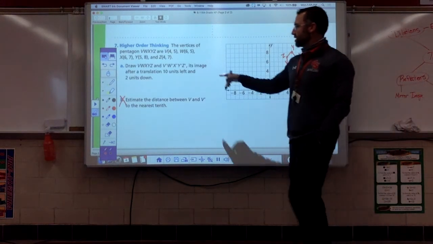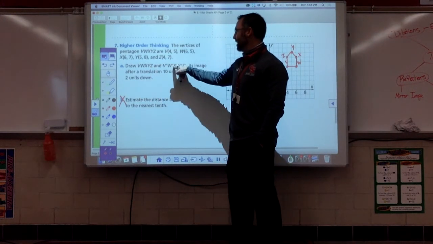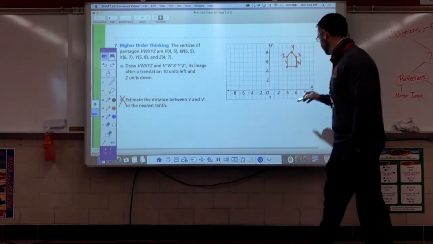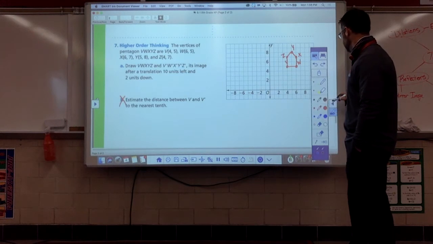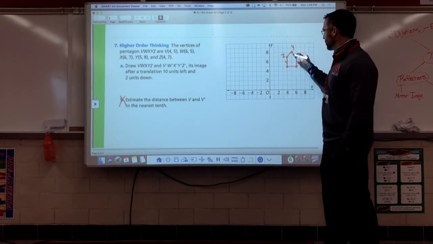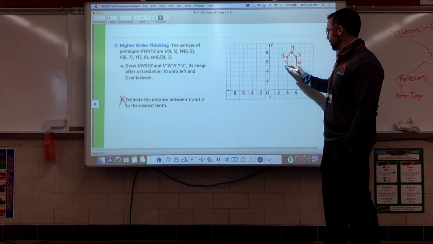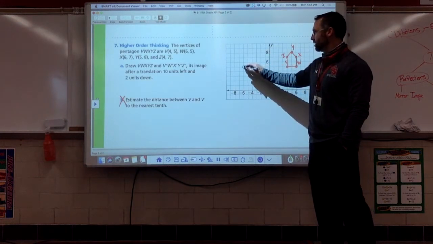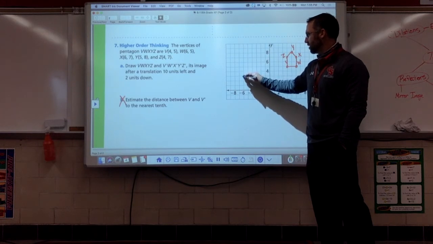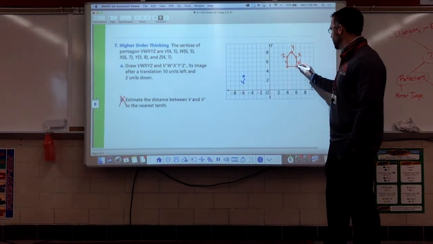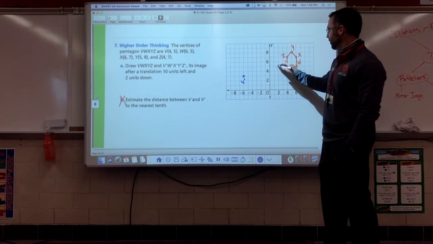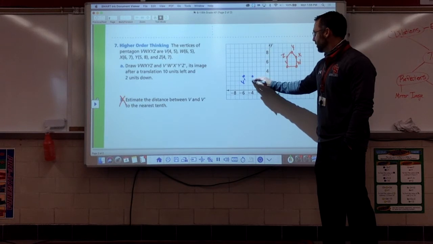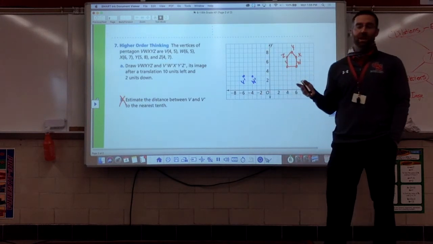Now, it says, draw that shape and its image after a translation, 10 units left, 2 units down. So let's go 10 units left, 2 units down. So I'm going to start at point V right here. 1, 2, 3, 4, 5, 6, 7, 8, 9, 10. 1, 2 units down. There's the image of V. W, 1, 2, 3, 4, 5, 6, 7, 8, 9, 10. 1, 2 units down.